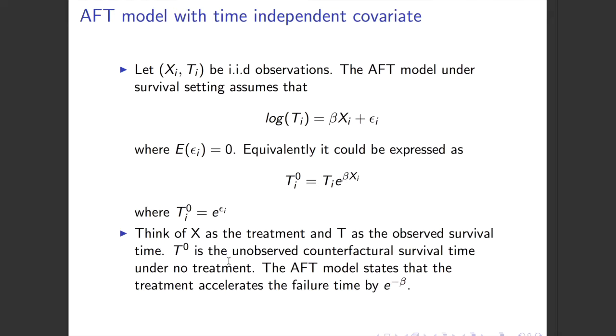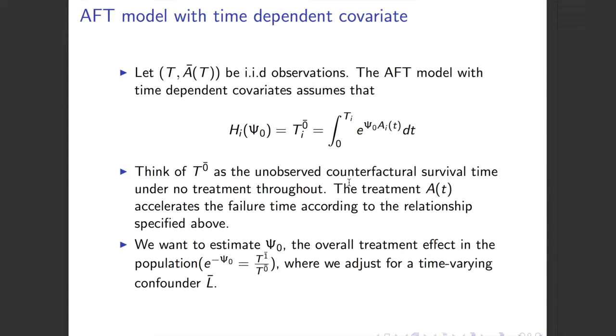So here we can think of X, the covariate, as treatment, and T as the observed survival time, and T0 is the unobserved counterfactual survival time under no treatment. And this accelerated failure time model states that the treatment accelerates the failure time by e to the minus beta. By this quantity, basically.